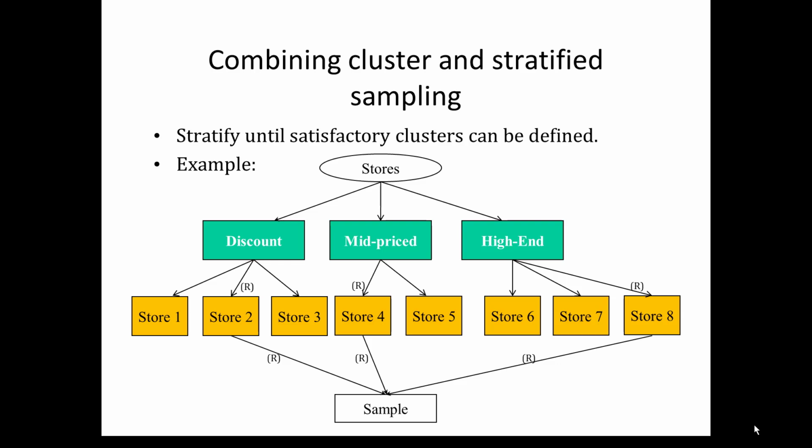In summary, in situations where cluster sampling is difficult to use because we cannot assume that all clusters are alike, we can use a hybrid approach that combines cluster and stratified sampling to get a representative sample that is also efficiently obtained.